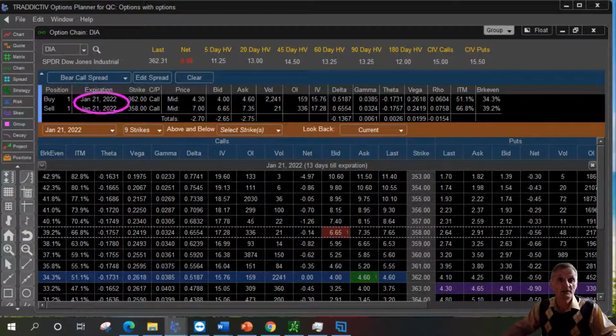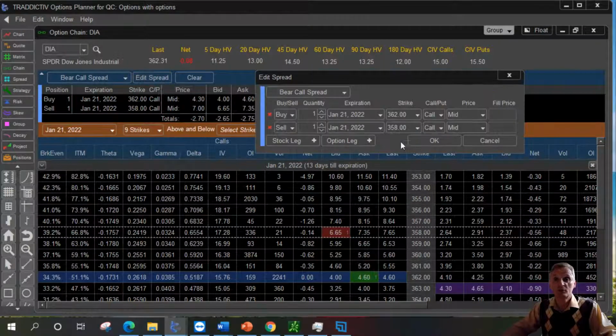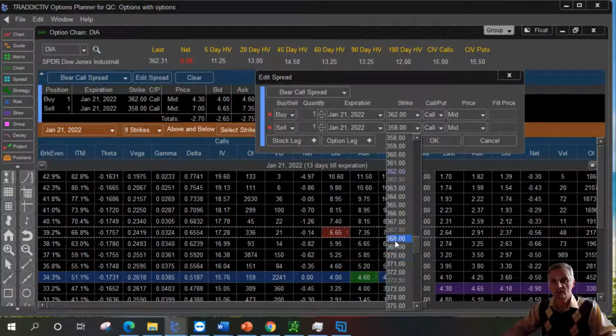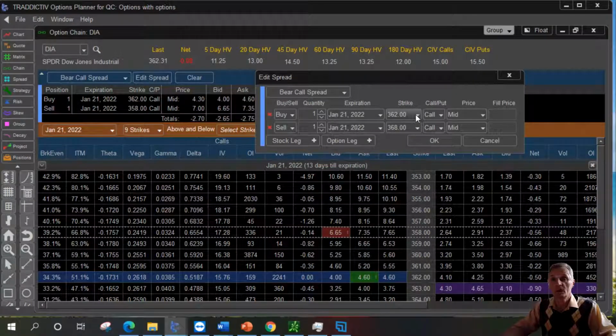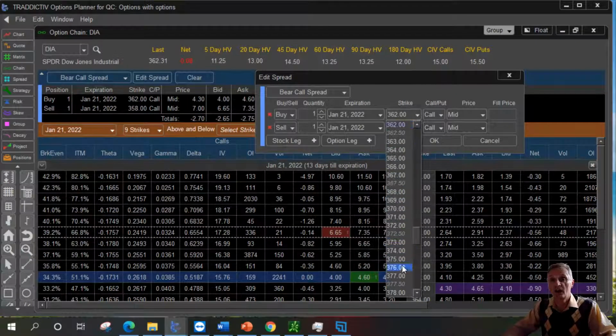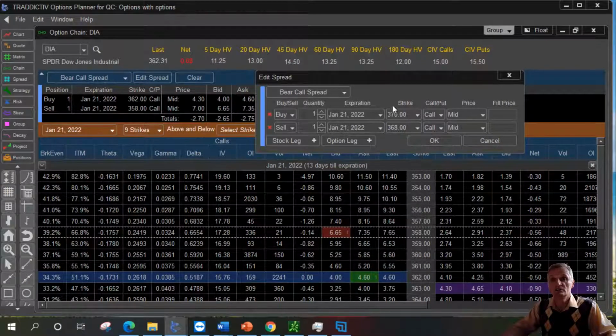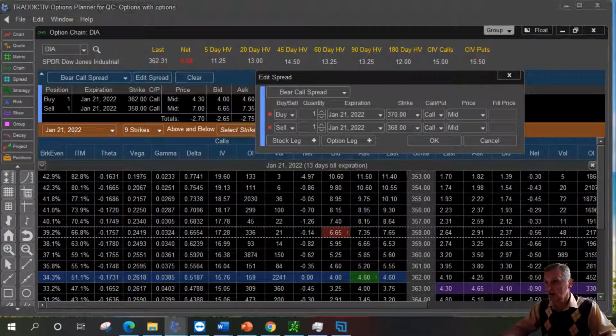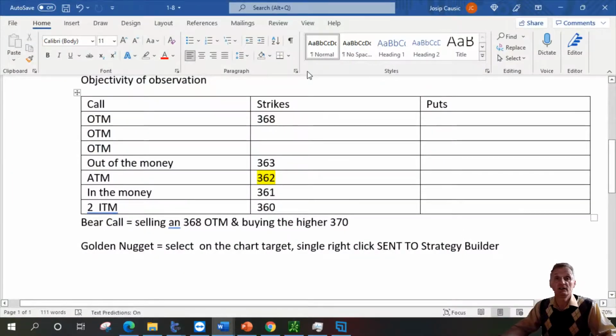I have the same expiration for both of them. I'm selling the one, and then I need to adjust what I'm doing with the other one. One of the easiest ways to do this is to click edit the spread and say, yes, I want to sell the 368 because that's what the chart is supporting. And let's pick the one that is higher, which is 370. So 370 is the one that I'm buying, which obviously is higher than the one that I'm selling.